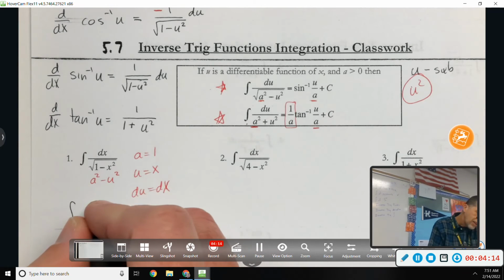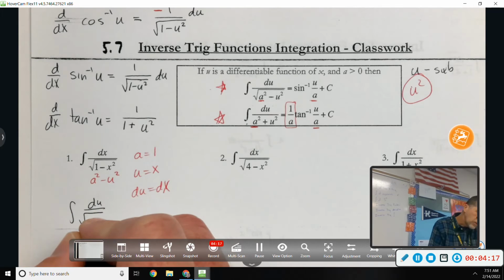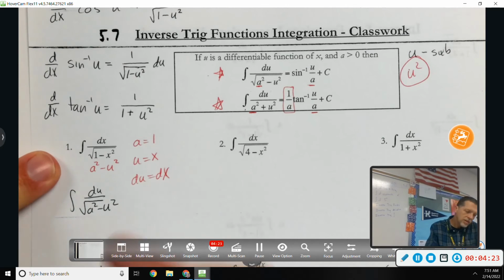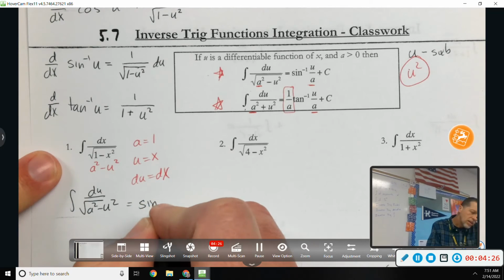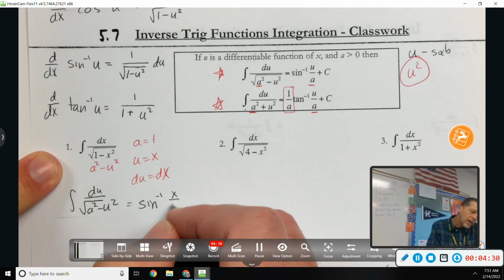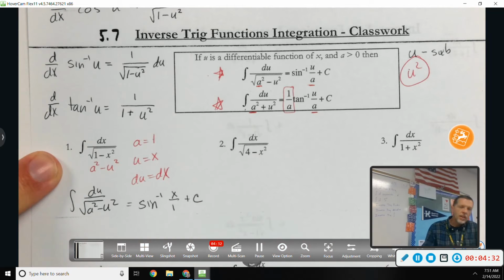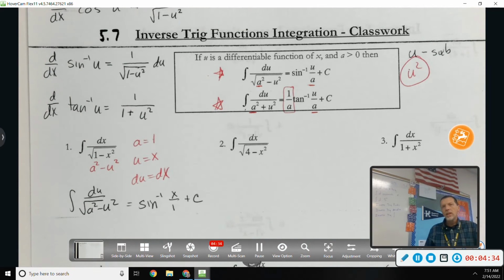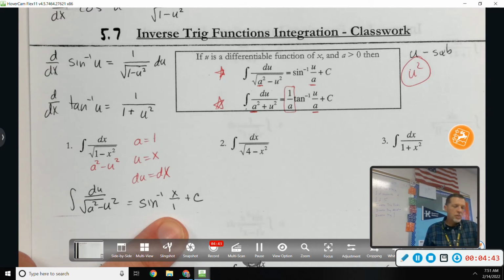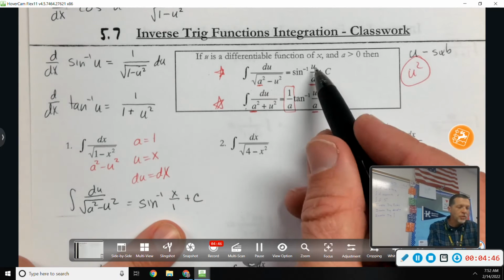Then we have du over square root of a squared minus u squared. And like you guys said from the beginning, it's an inverse sine problem. So inverse sine, u over a, x over 1, and always the plus c. Yeah, the over 1 is a little bit extraneous. That's not necessary, but it helps us remember to put u over a.